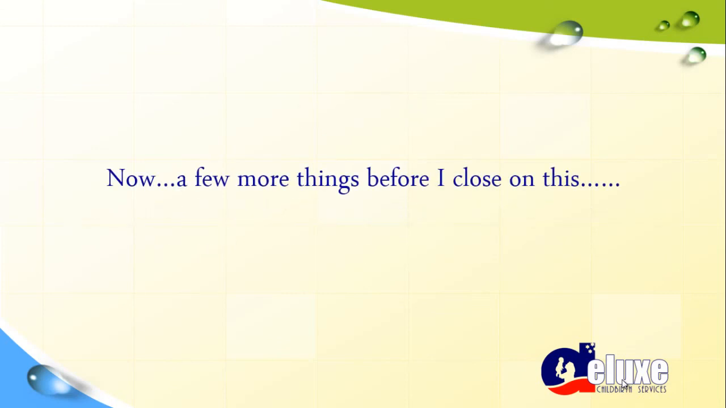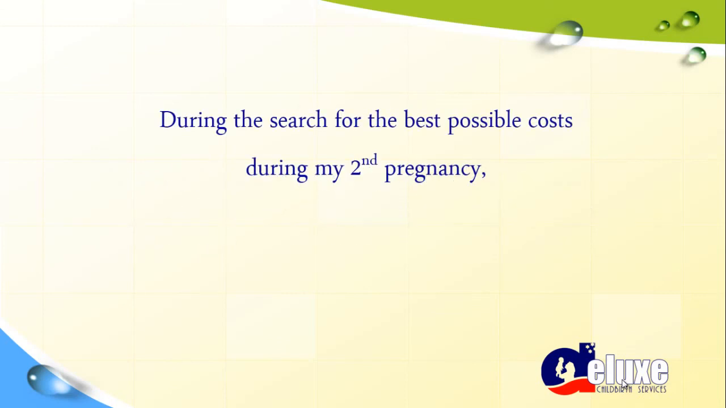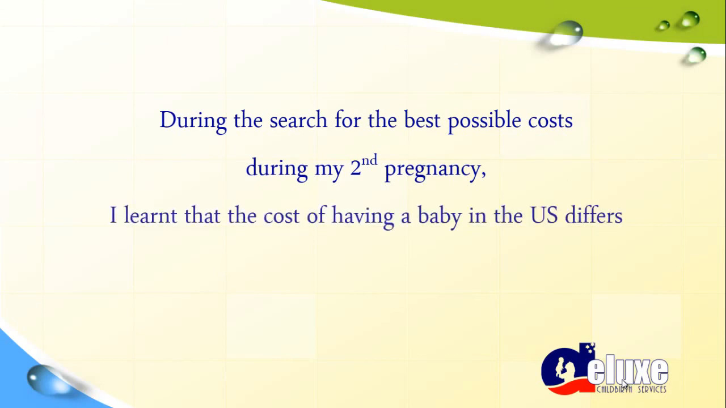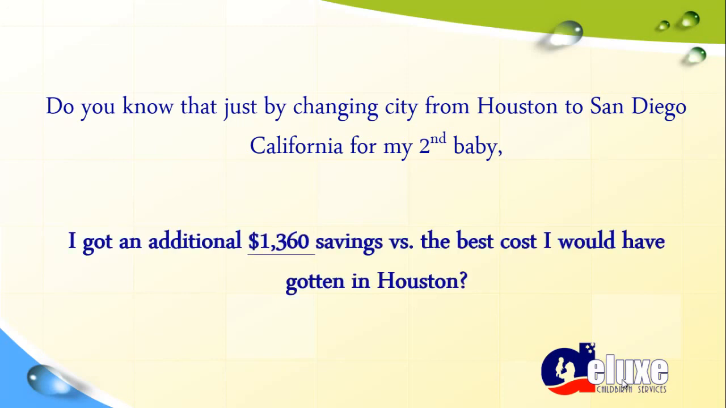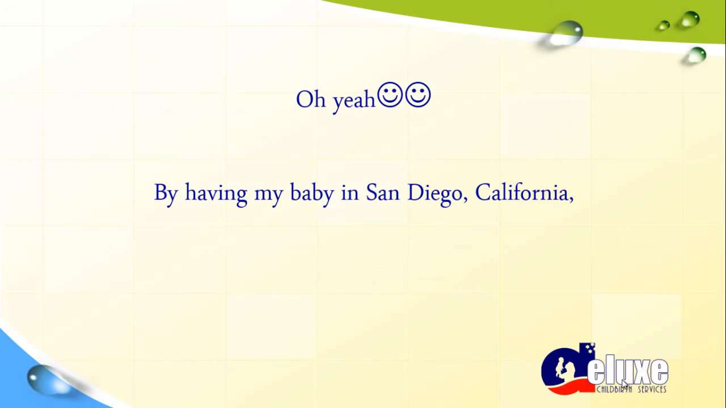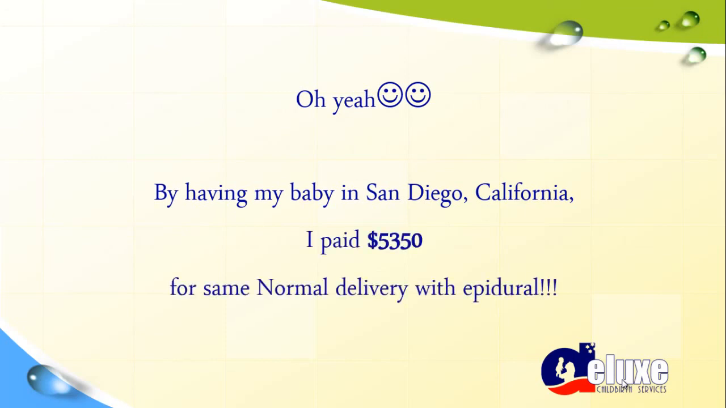Now, a few more things before I close on this. During the search for the best possible cost during my second pregnancy, I learned that the cost of having a baby in the US differs by state and even by city. Do you know, by just changing my city from Houston to San Diego, California for my second baby, I got an additional $1,360 savings versus the best cost I would have gotten in Houston? Oh yeah. By having my baby in San Diego, California, I paid $5,350. Same normal delivery with epidural.